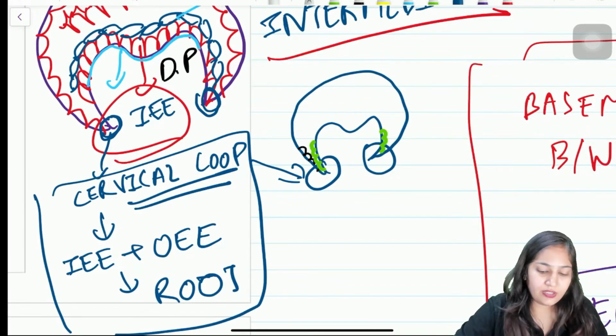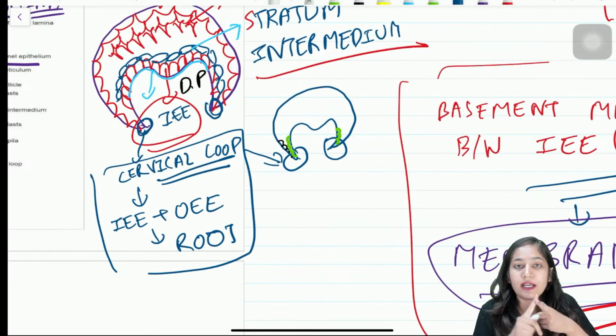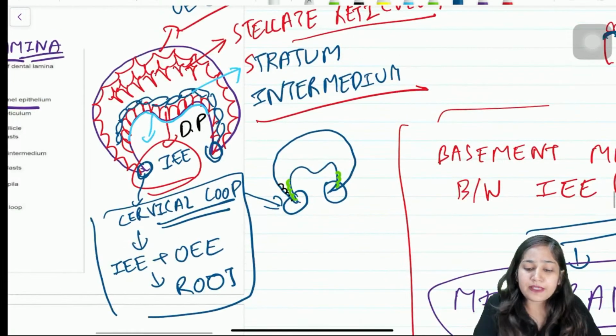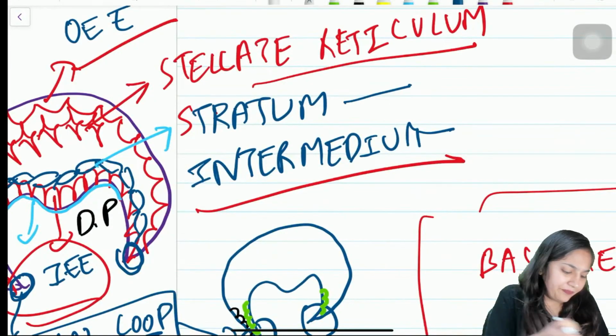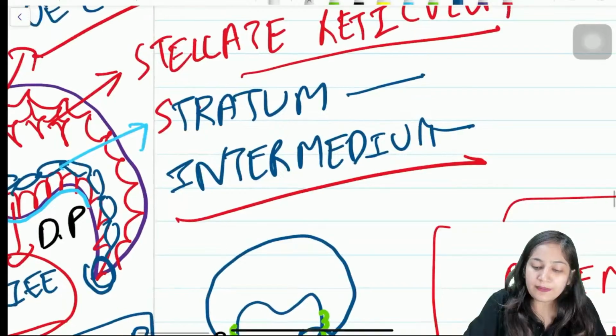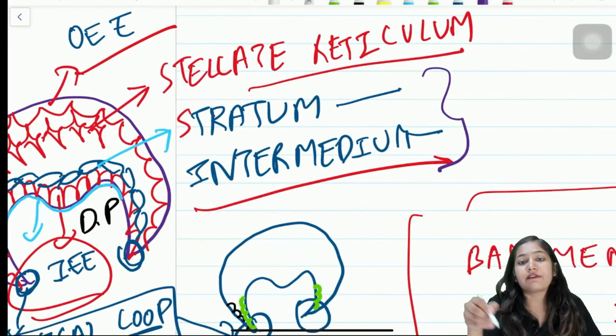So we have seen the disintegration of dental lamina in early bell stage. Then we discussed the four layers, then the membrana preformativa and cervical loop. We have missed discussing stratum intermedium here. What is stratum intermedium? This is an extra layer we see after cap stage.